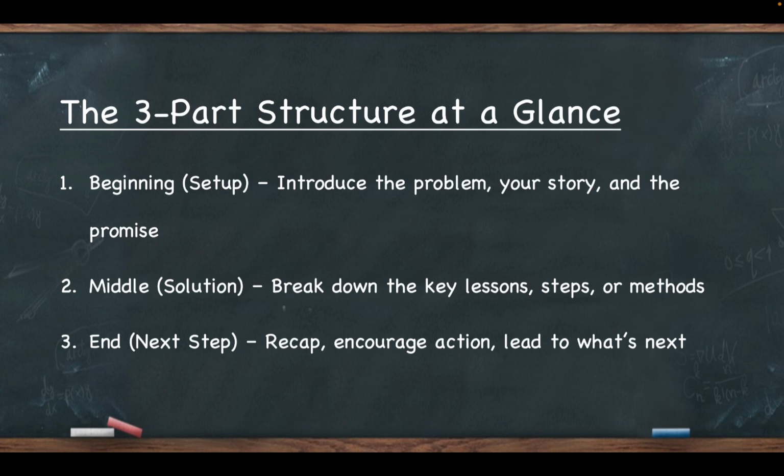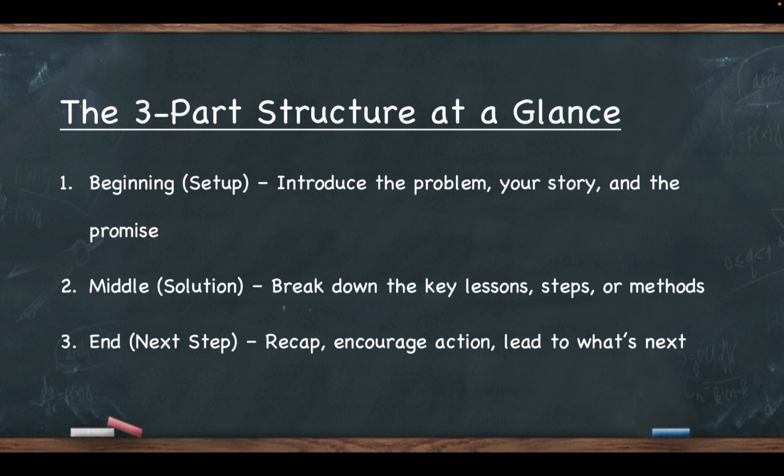Now, the second is the middle, which is the solution part. Here, you're breaking down key lessons, you're breaking down steps, and you're breaking down methods, depending on which ones you have. So, yes, you've introduced the problem, and you're saying, okay, this is what you need to learn, this is how you got to this point, this is what you need to get out of this point, this is method one, method two, method three, right? That you need to take. For instance, what I'm sharing with you right now, the three-part structure, is a method of getting to the point where you have a written book.